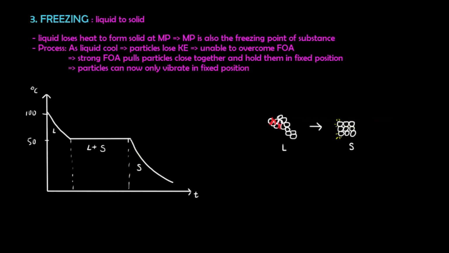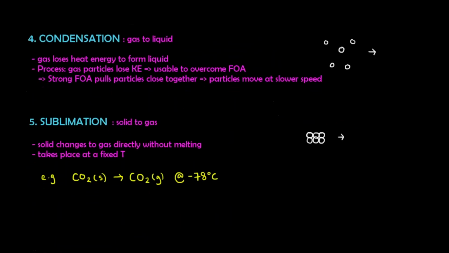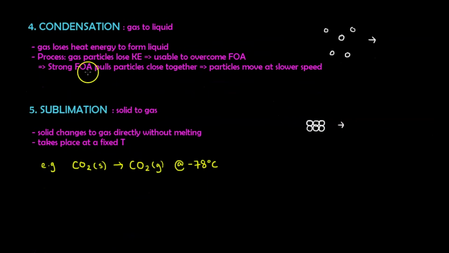Okay, now let's move on to two more processes. Next one is condensation, which is gas to liquid. Okay, so these are my gas particles. Okay, and when gas particles lose heat energy, they form liquid. Okay, the process is as such: when gas particles lose kinetic energy, they are unable to overcome the forces of attraction between them now. And the strong forces of attraction pull the particles close together, and the particles move at slower speeds.